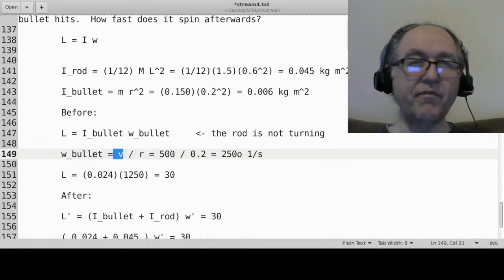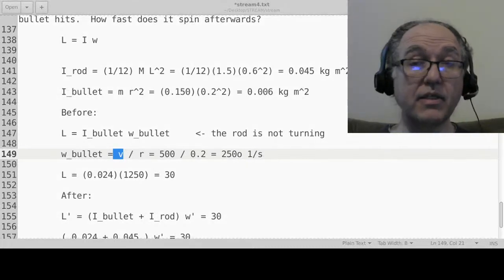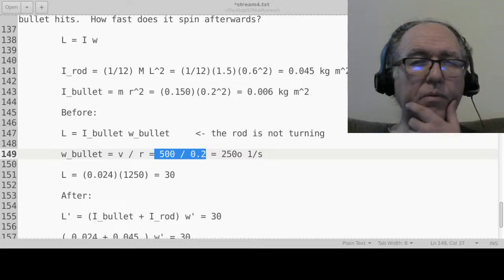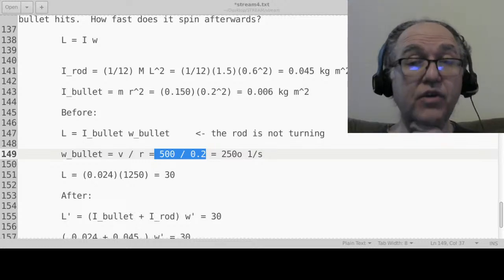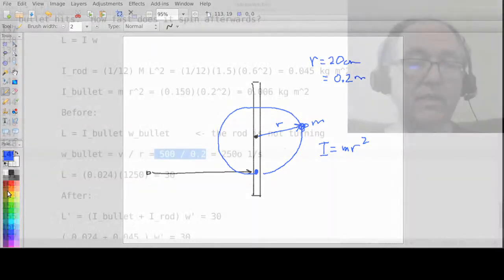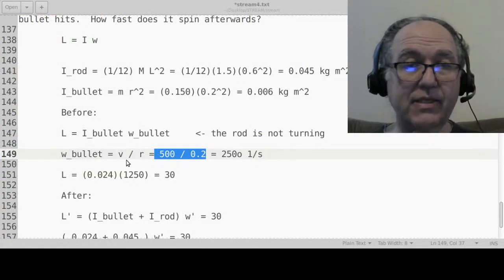So omega is the linear velocity of the bullet divided by r, and that's going to be 500 divided by 0.2. And you say, well, wait, where did you get that? That's like your tangential velocity. At the moment the bullet gets embedded, its linear velocity is its tangential velocity. And the tangential velocity can be related to the angular velocity by omega is equal to v over r.